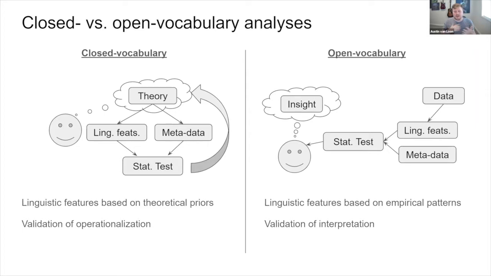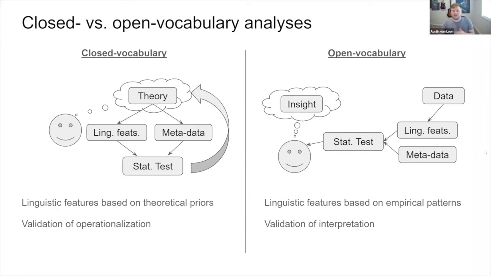Now, this puts the burden of validation on different parts in the pipeline. So on the closed vocabulary approach, for instance, the thing that often really needs validation is this movement from theory to linguistic features. For instance, the theory might say something broad about evoking different moral values. But to say that corresponds to using these particular linguistic features in tweets, that typically will require some kind of validation. Sometimes that's additional studies. Sometimes that's simply through logic or argument, et cetera. But you typically will need to validate that operationalization here.